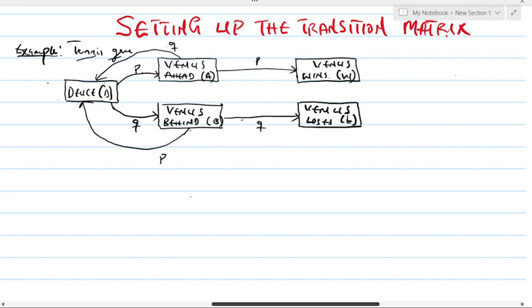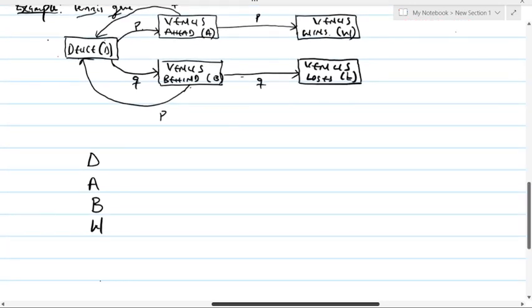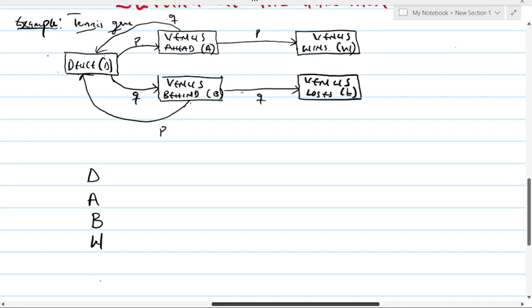So we want to set up the transition matrix. Don't forget, the first thing is to list out the states we have here, which is deuce represented as D, Venus ahead represented as A, Venus behind represented as B, Venus wins represented as W, and Venus loses represented as L. Then also list our states here along the top.